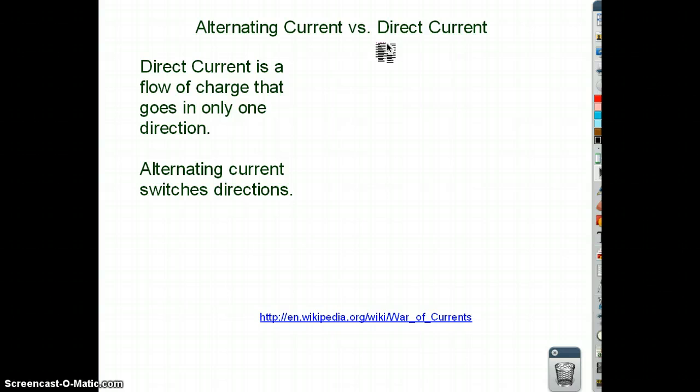Then we have the discussion of alternating current versus direct current. Direct current is what we're going to focus on mostly. That's what your batteries power. Direct current is flow of charge in one direction. Alternating current is what our homes are powered off of. It switches back and forth.